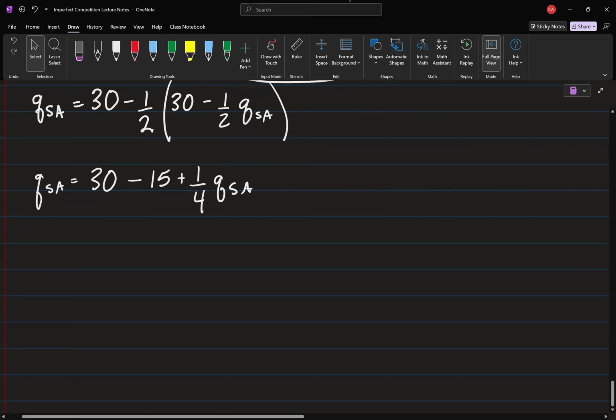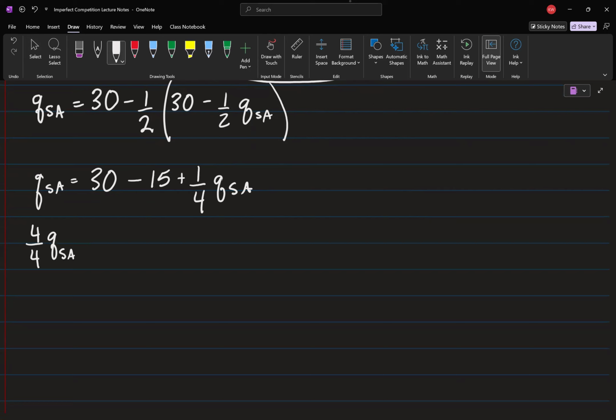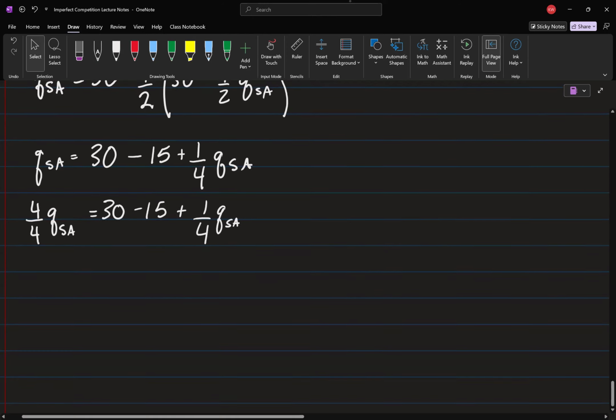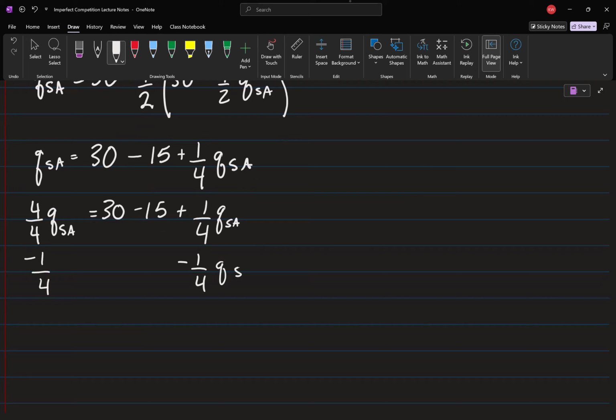Our value for Saudi Arabia on the left-hand side, there's a 1 modifying that. I want to transform that 1 so it has 4 in the denominator. So I'm going to multiply it by 4/4. That's going to give us 4/4 times the quantity produced by Saudi Arabia equal to 30 minus 15 plus 1/4 times the quantity produced by Saudi Arabia. Okay. From here, I'm going to simplify 30 minus 15, as well as subtract 1/4 times the amount produced by Saudi Arabia from both sides.